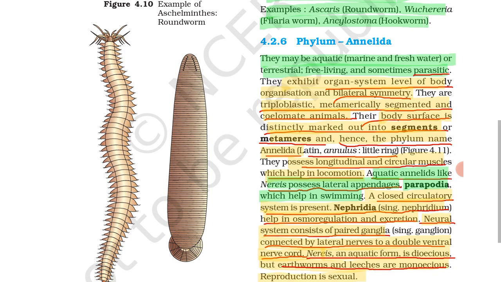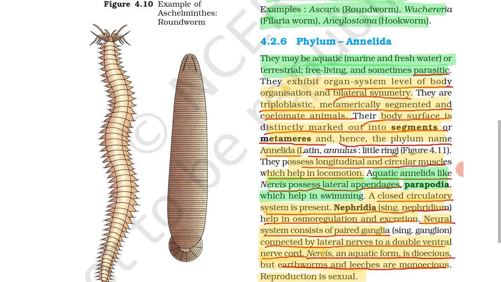The example is Annelida. Their body surface is distinctly marked out into segments or metamers, hence the phylum name is Annelida. Why is this phylum named Annelida? Because their body is distinctly marked out with segments or metamers. In Latin, annulus means little ring over the body surface. So the name is Annelida.